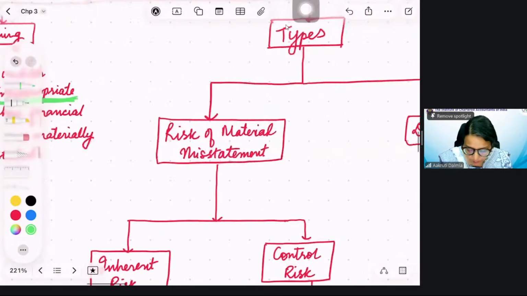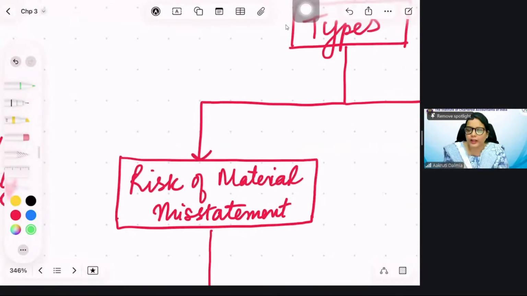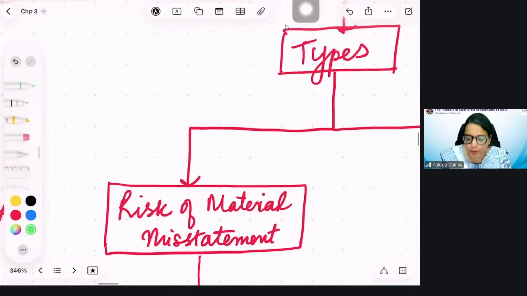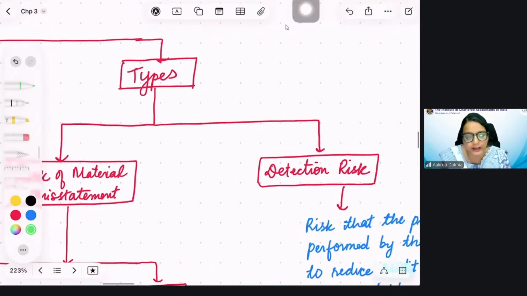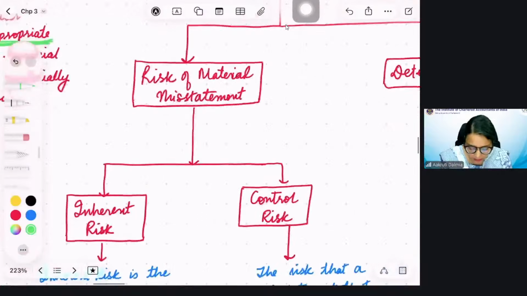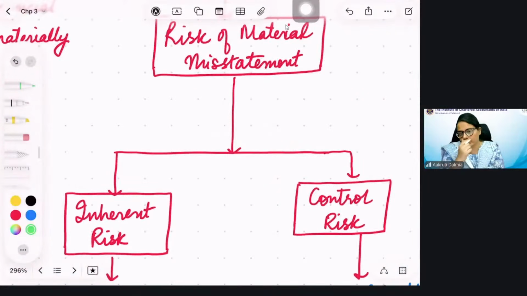So pay attention. I'm just giving you a good starter so that when I start with the theory, you are very comfortable when I start with the book. The first type of audit risk is risk of material misstatement and detection risk. And the risk of material misstatement is inherent risk and control risk. Now, can I come to the book? Everyone understood the basics now?